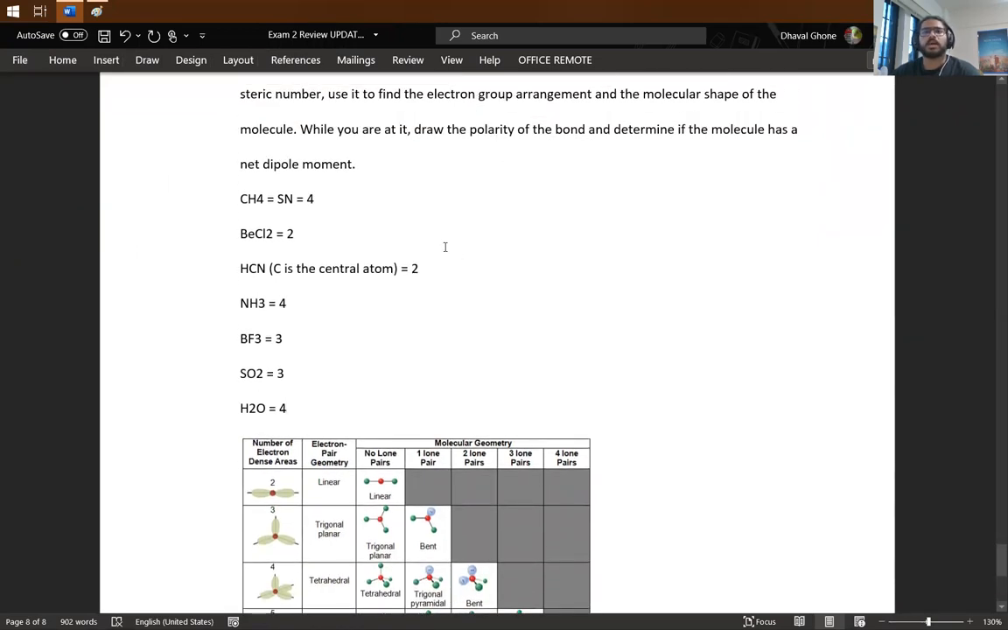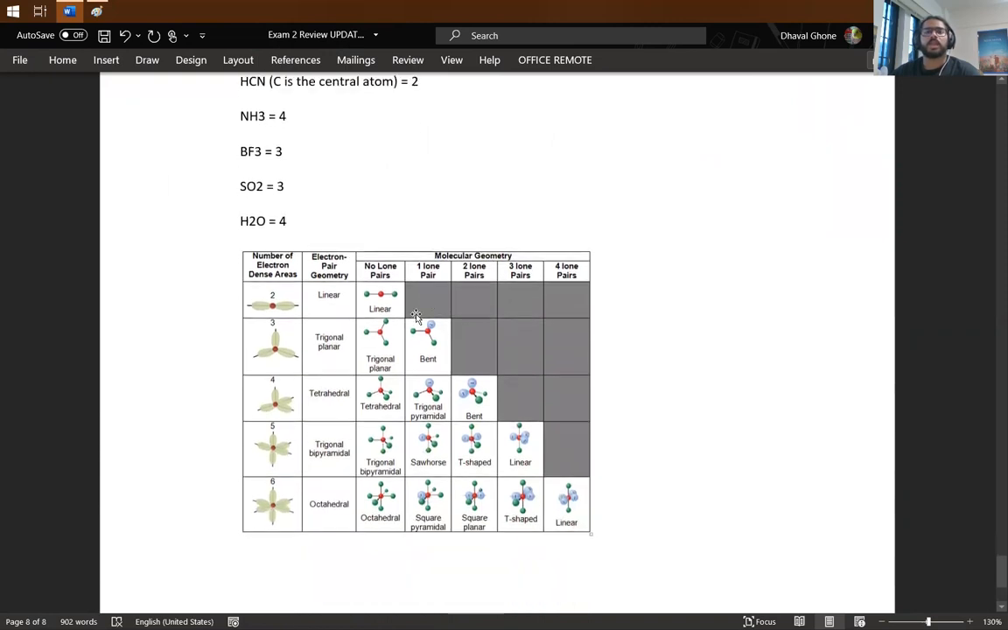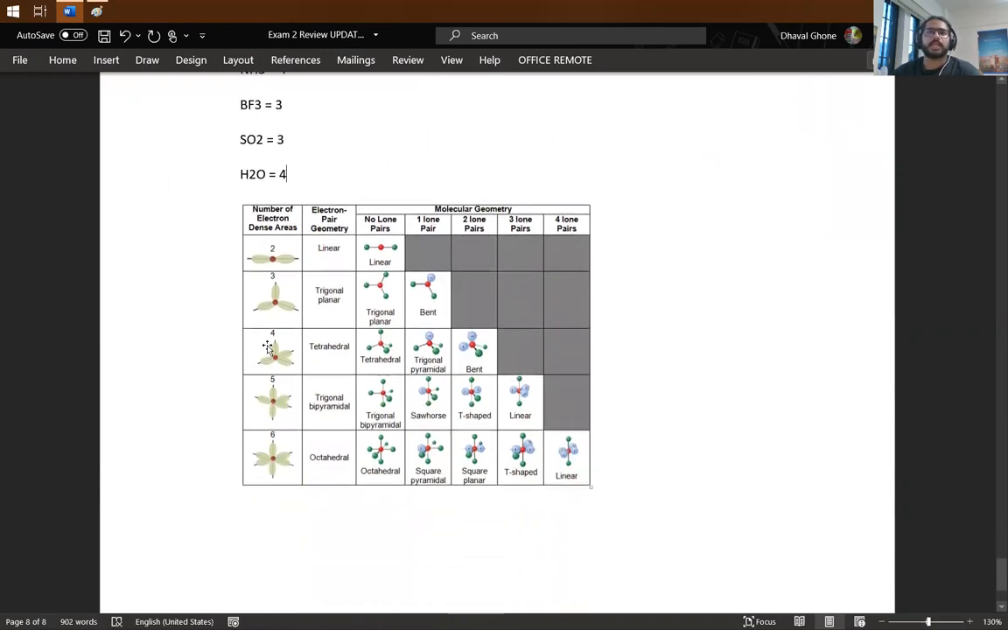Electron arrangements are given in this table, and this is the SN number over here: 2, 3, 4, 5, and 6. No matter how many bonding groups or lone pairs you have in the given SN, the electron pair geometry remains the same. You only have different molecular shapes.